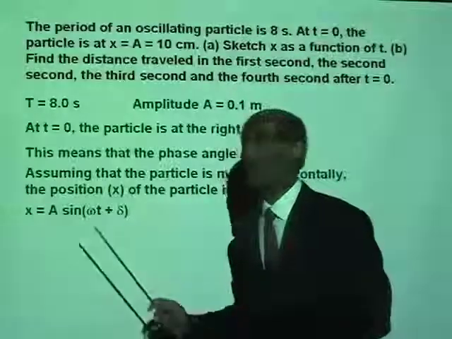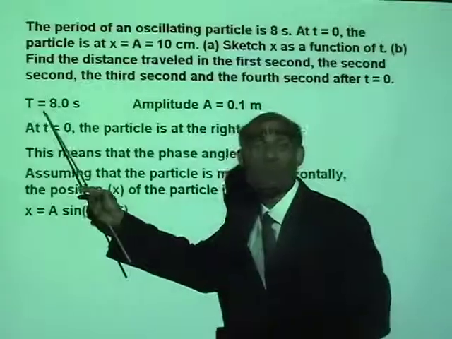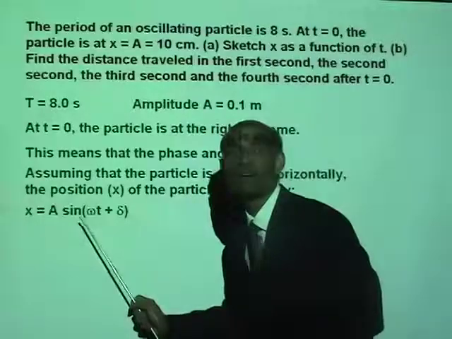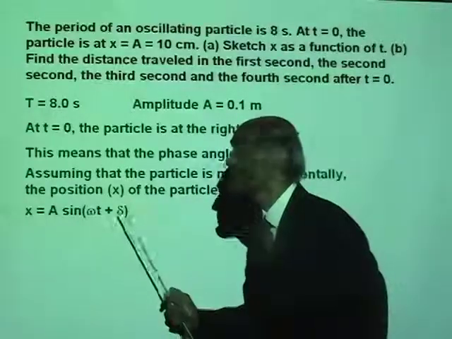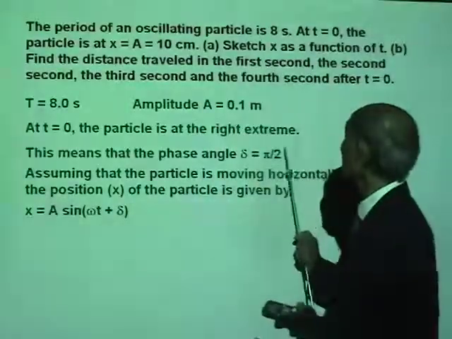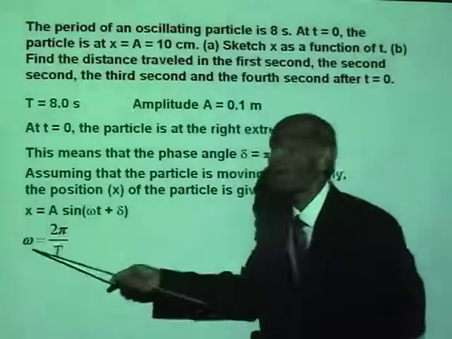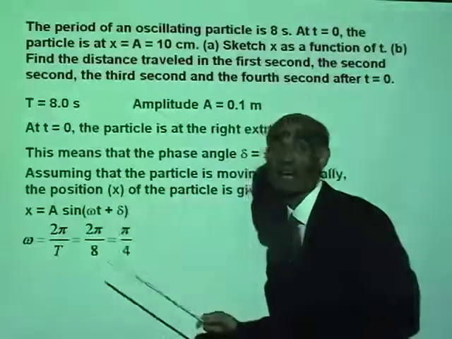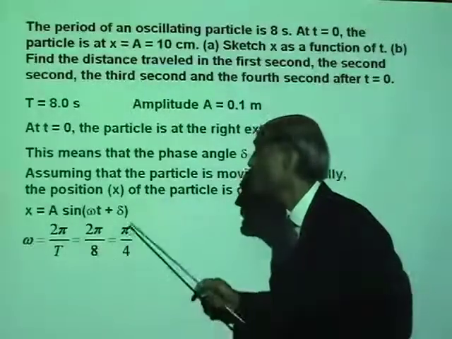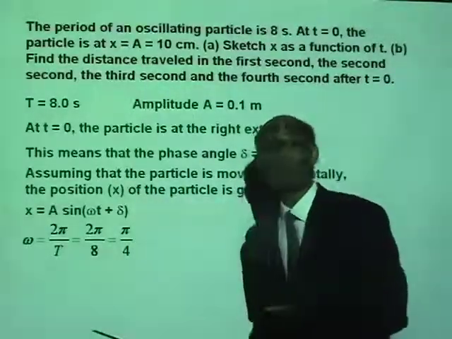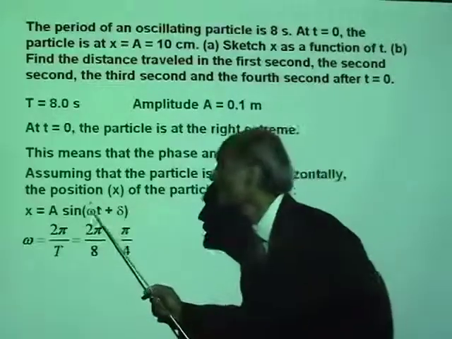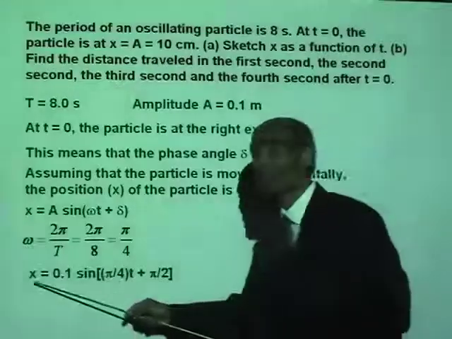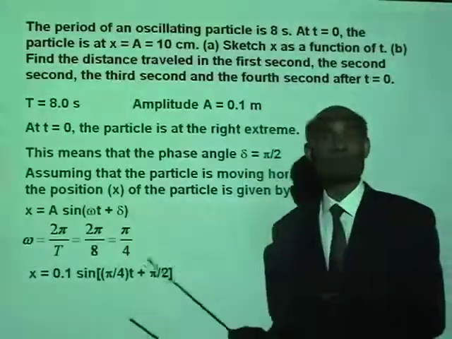Well, omega can be found from the period. If you know the period, you know the value of omega. And you know the value of delta. Delta is pi by 2. Alright? Omega equals 2 pi divided by the period. And that is 2 pi divided by 8. And that is pi by 4. So omega is pi by 4. Delta is pi by 2. Look at the equation of the position function.